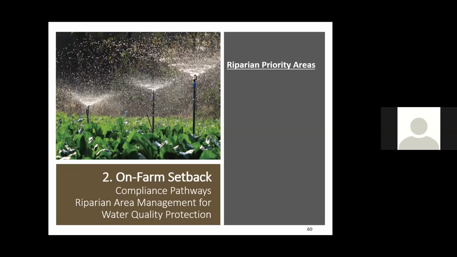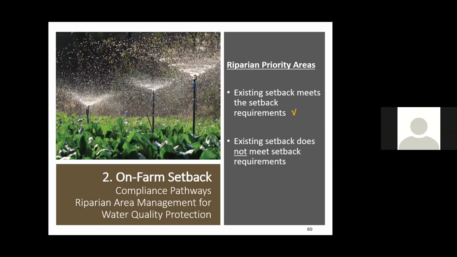Another compliance pathway is the on-farm setback. If your existing setback meets the requirements in the order, then you've met the requirement. If it does not, then you'd need to take some actions to meet the requirements. An example of things you could do would be to expand the area near the water body and plant a mixture of native grasses, shrubs, and trees. You might need to provide water for a year or so until they get established. It might even be longer in the event of a drought. And you may also need to do some weeding to keep out non-native invasive plant species. But once the riparian setback is established, you've met the requirement.